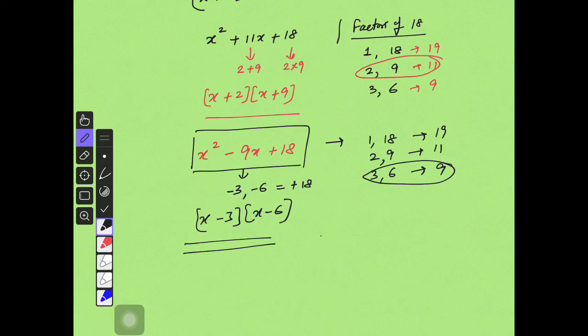More complex problems we'll discuss in the next video. So this was only about x square plus bx plus c. Remember, the coefficient of x square was 1 in this case. Thank you guys.